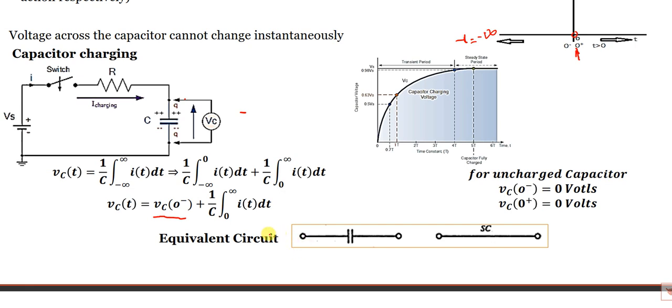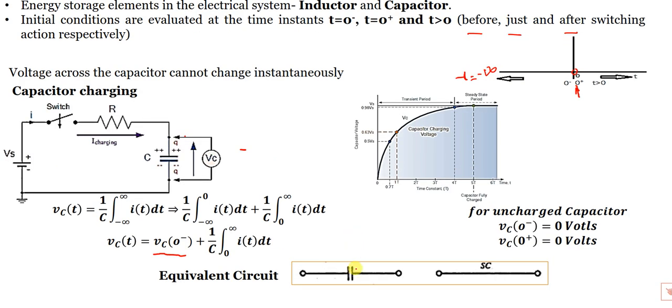In the equivalent circuit, just after switching the capacitor acts as a short circuit. Remember the capacitor as your mobile battery: whenever you put your mobile battery to charge, it starts charging. For charging, a short circuit should be there. If it is an open circuit, there is no current and the capacitor is not going to charge. So in order to charge, the circuit should not be open. It acts as a short circuit and the capacitor starts charging. So the capacitor acts as a short circuit just after switching.